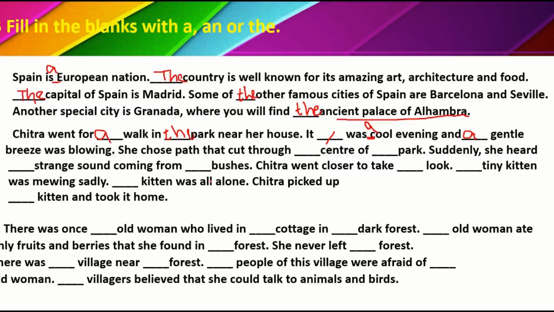She chose path. Here also, what is missing is the article. She chose a path that cut through the center of the park. Here we have used "the" because we are talking about a particular thing. It is definite, right? So, the center of the park.